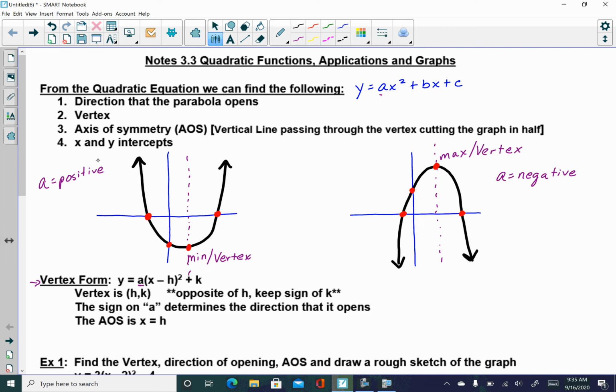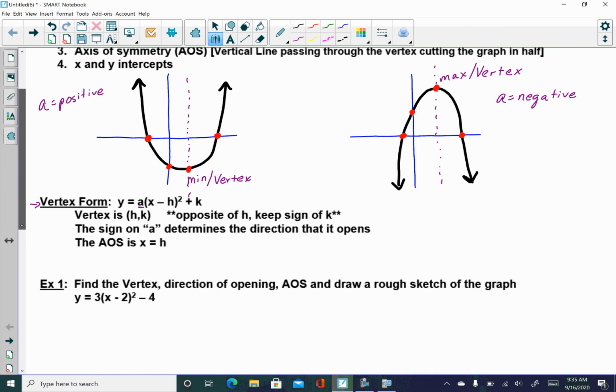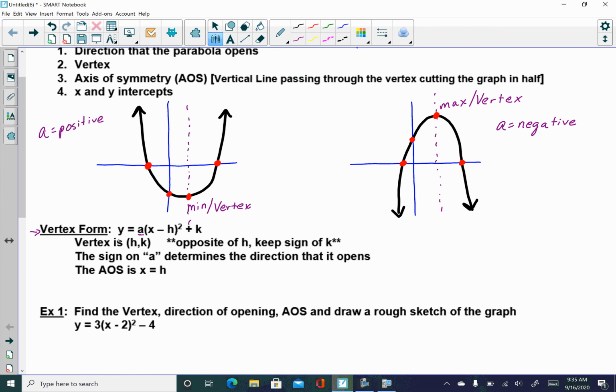All right, so let's get started down here in a couple of examples looking at strictly just your vertex form. Vertex form is really nice because a lot of the pieces you can just pluck right out, as I mentioned. The vertex form is y equals a times (x minus h) squared plus k. h and k are just numbers.